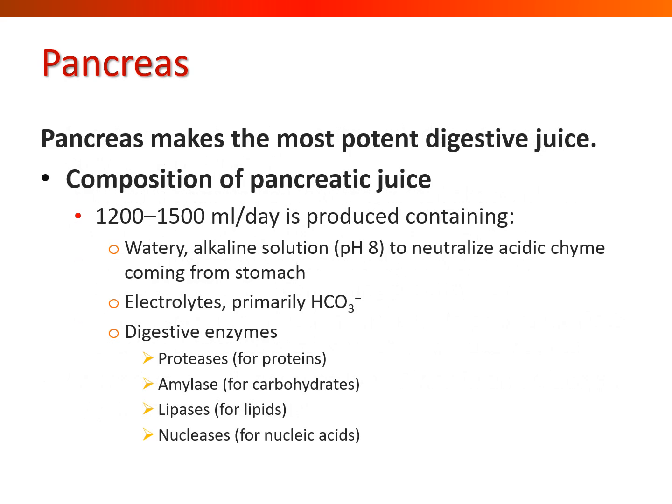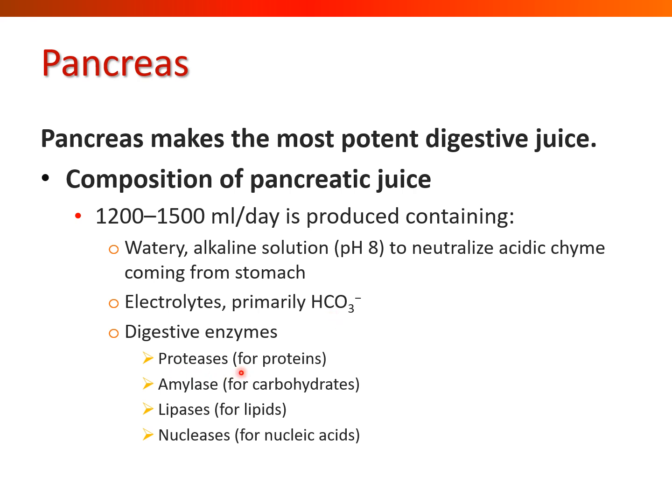So I've said this a number of times already, but the pancreas makes the most potent digestive juices of the entire digestive system. Even though it's an accessory organ, it is one that is supremely important. What are we going to find in pancreatic juices? Well, we're making up to 1.5 liters of it a day, and it's going to contain water and an alkaline solution, mostly bicarbonate, in order to neutralize the acidic chyme. It's going to contain electrolytes. There's our electrolyte bicarbonate right there, and then digestive enzymes.